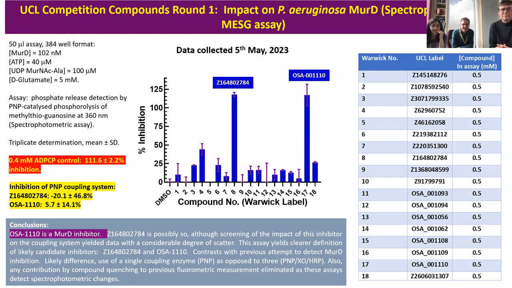I've reassayed those compounds against the coupling system, which now is a lot simpler, just a single enzyme. And it turns out that I'm very confident that OSA00110 is a MERD inhibitor, which we're going to be taking forward into IC50s. The likelihood is that the other compound, which looks promising, is too, but the scatter of the data is rather higher, so I'm a little less confident about that. But anyway, the competition compounds did yield a positive result in the end.